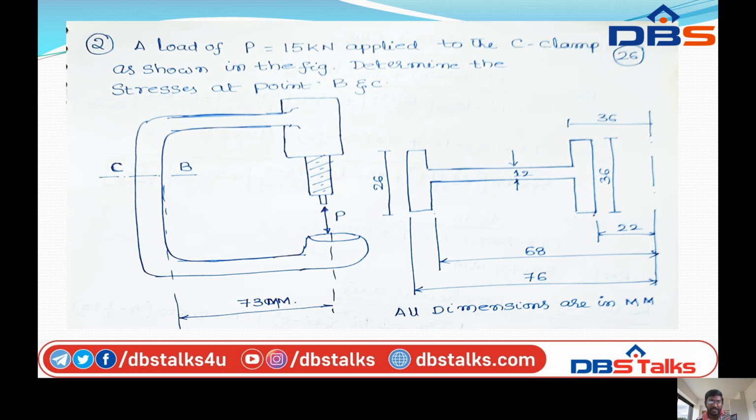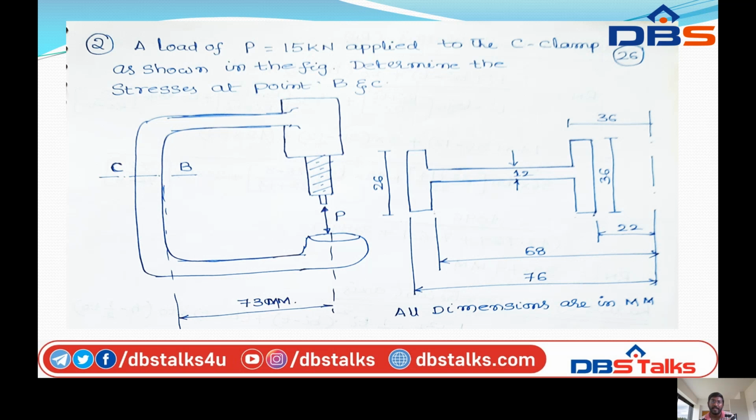So the length of the C clamp is 73 centimeters and the load P is 15 kilonewtons. The cross section will be given at B and C. The I section is given in this problem. The length of the I section is 26 and 36 and the thickness is 12 mm. The distance between central axis to the inner fiber is 68. The distance between central line to the outer fiber is 76. The distance between central line to the inner fiber is 22. So all dimensions are in mm.